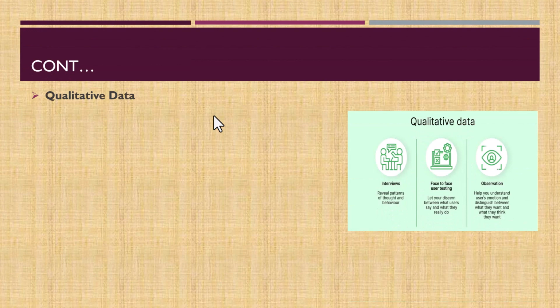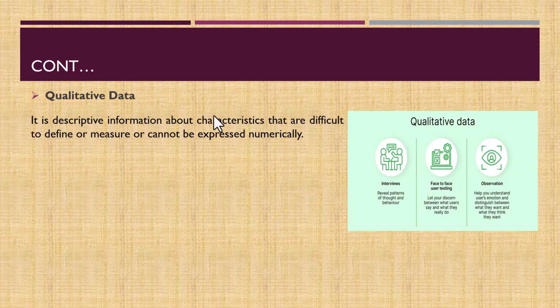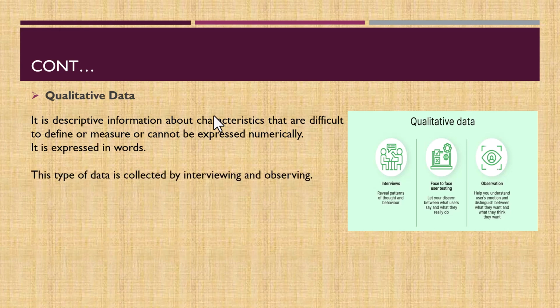We have qualitative data, and this is descriptive information about characteristics that are difficult to define or measure, and it may not be expressed numerically. For example, if someone asks you about the comments you have on a specific event, that may not be expressed in numbers. It is expressed in words, for example, comments, and this type of data is collected by interviewing and observing. For example, you could be in a focus group discussion. So it is used to understand concepts, thoughts, or experiences.